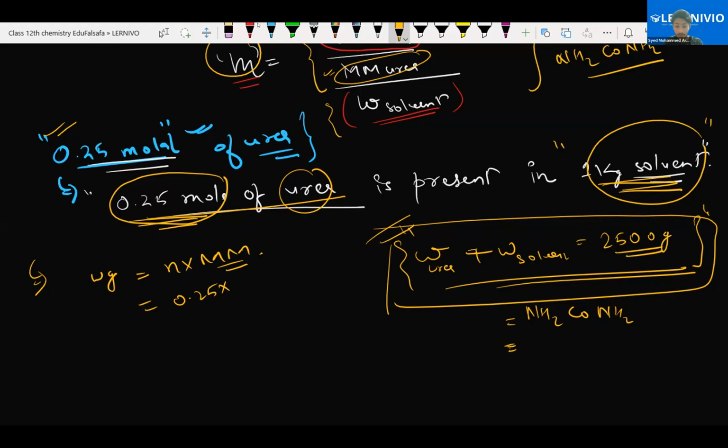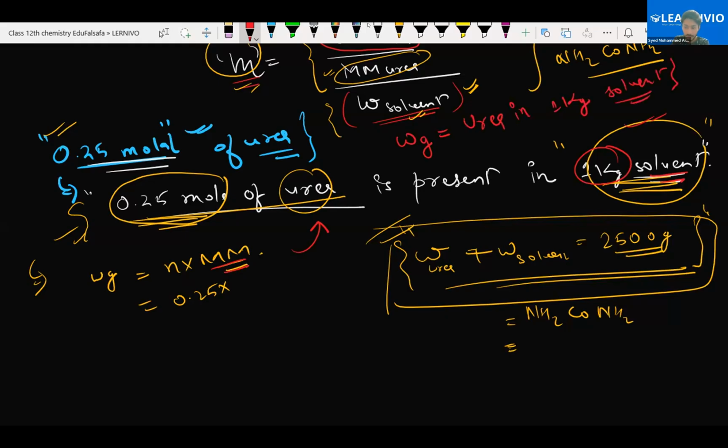Just tell me this. We are very close, because we just need to find this, and as soon as we get this, we end up getting the answer. By just expanding this term, you are getting this solvent term. So you are very close. If we multiply 0.25 moles by the molar mass, then I end up getting the weight of urea in 1 kg of solvent. This is the best thing, I'm just helping you.